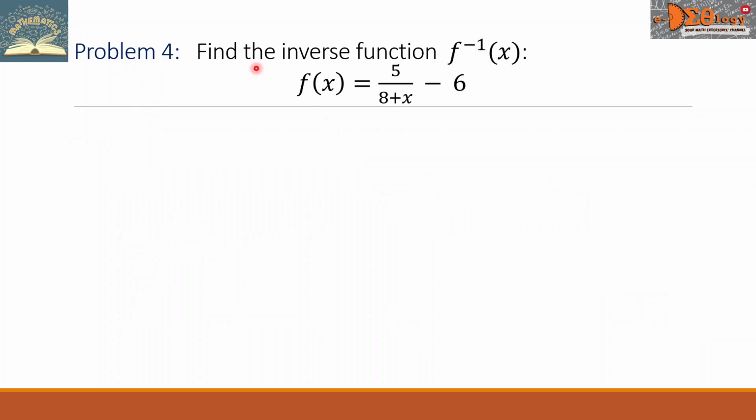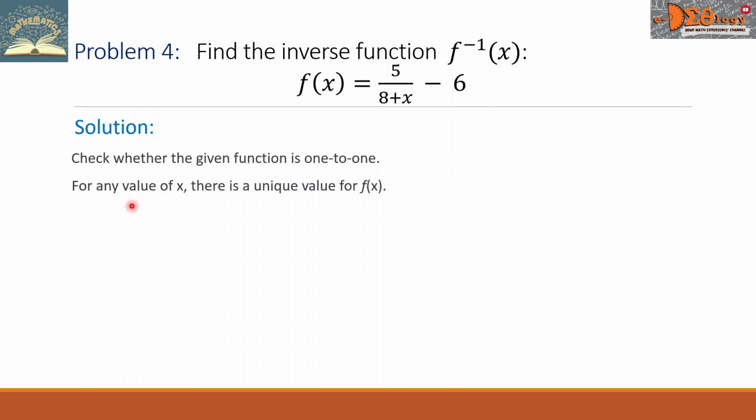Problem 4. Find the inverse function f inverse of x, and the given function equals 5 over 8 plus x, minus 6. We are going to check first whether the given function is 1-to-1. And we can see that, yes, it is. That means for any permissible value of x, there is a unique value for f of x. Note that the domain here is all real numbers, except for this fraction, the denominator cannot be 0. So, except when x equals negative 8.